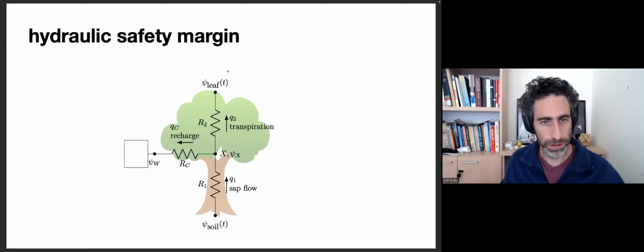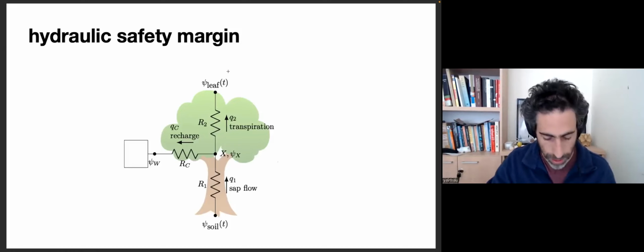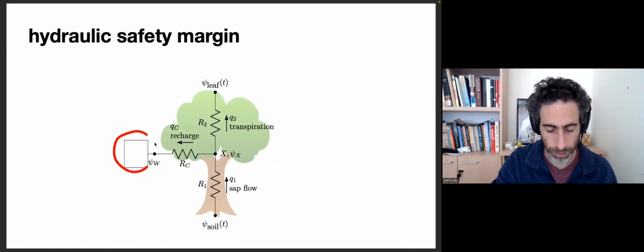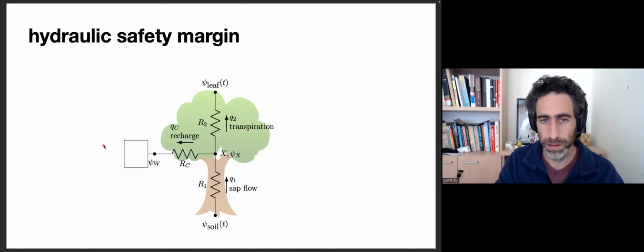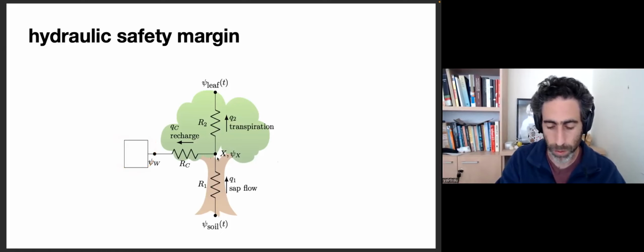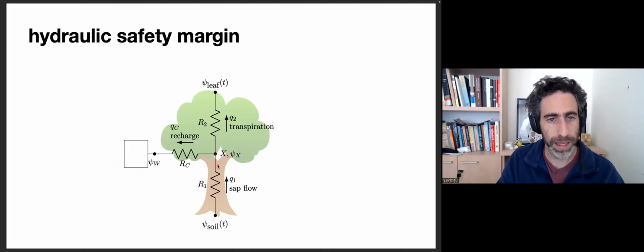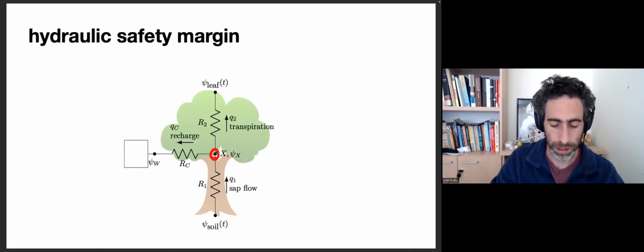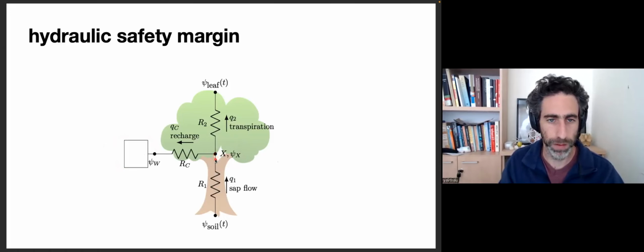Another feature that I would like to discuss is the following. I said that I have this storage compartment somewhere, it's representative, and it's somewhere in the tree. So I made this X for xylem. And I can measure here the water potential in the xylem, in the middle of the tree. Okay, so what is the tension of the water in the middle of the tree?